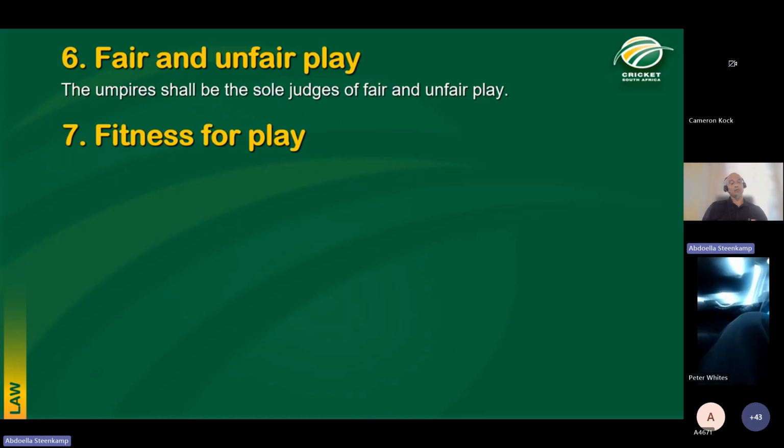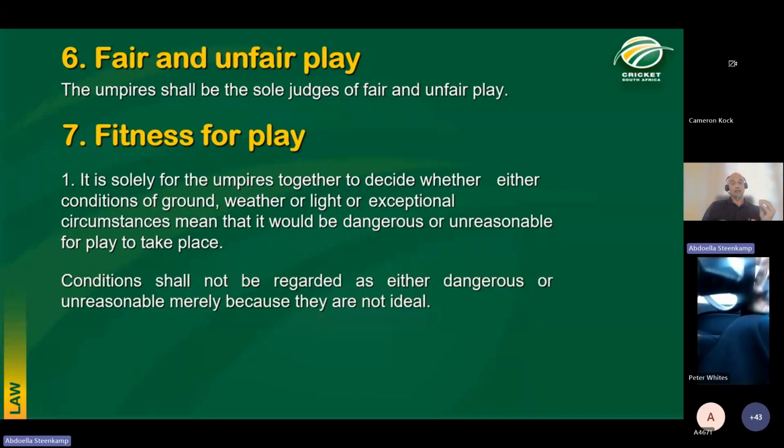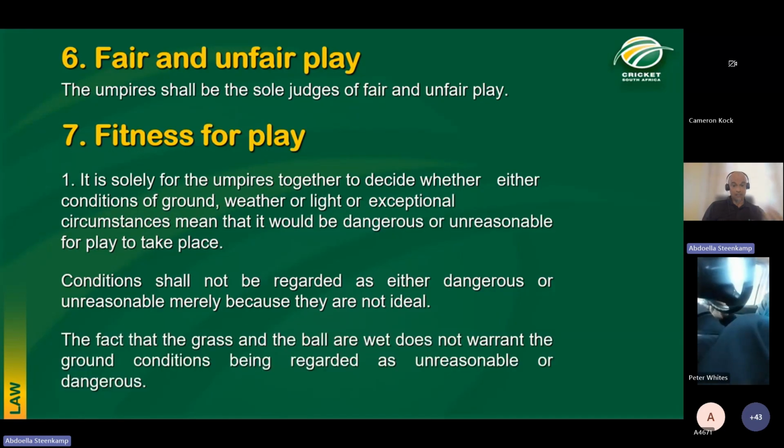Similarly, when it comes to the fitness of play, whether the light is good enough, whether the condition of the ground is good enough, who decides on it? Again, the law puts it solely on the two umpires, and they together need to decide whether conditions of either ground, weather, light, or exceptional circumstances, and the criteria that they need to take into account when it comes to fitness of play is, are conditions either dangerous or unreasonable.